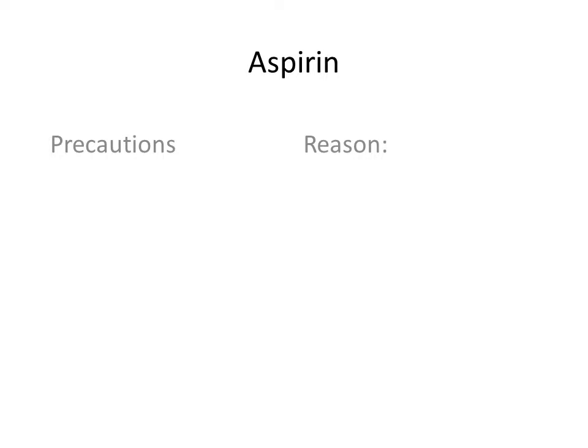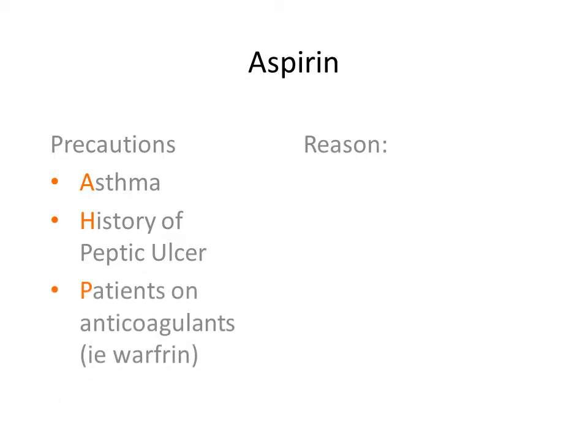Right, moving on to precautions. So first one, asthma, history of peptic ulcers, and patients on anticoagulants such as warfarin. And the acronym that I use to remember these is AHP. It kind of sounds like BHP, and that's why it makes sense in my head. But like I said, if you've got another one, or if you just remember these, that's fine. The acronyms I've just put in for people who like to use acronyms.